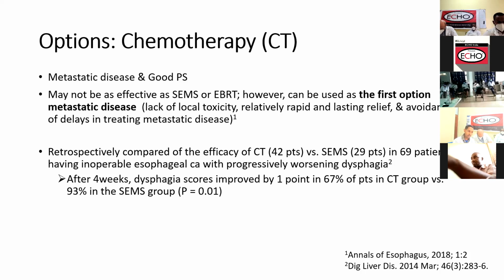So when you give chemotherapy as early as possible, it will avoid delays in treating the metastatic disease. So these are the important advantages of using chemotherapy as early as possible, especially in setups where we don't have radiotherapy to offer as early as possible.